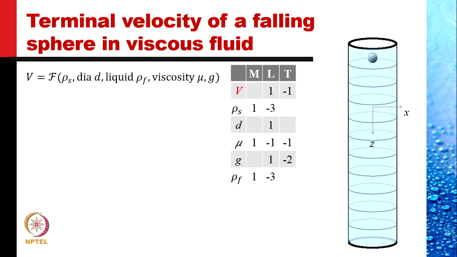If we work in the MLT system, we write the dimensions of all the parameters involved. There are 5 independent parameters and 1 dependent parameter. The dependent parameter V is written in red. The dimensions of all of them have been written down. Then we choose the basic group as the density of the solid sphere, the diameter of the sphere, and viscosity. These 3 we choose as the basic group.